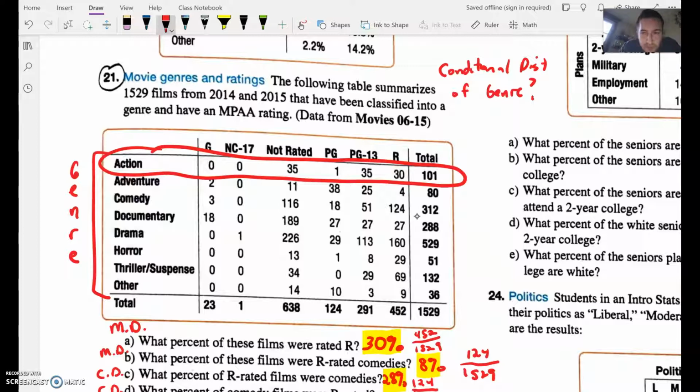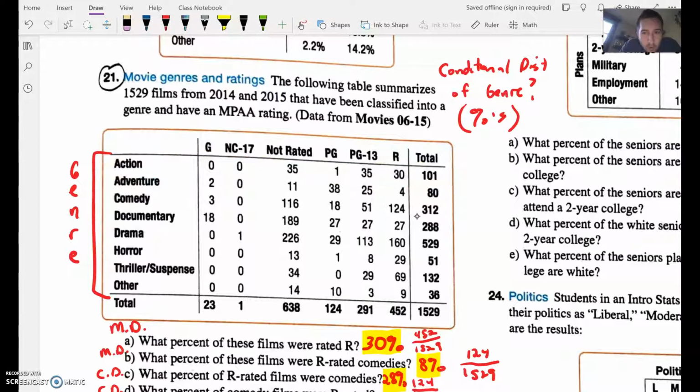Because remember, conditional distributions are always percentages. They're always relative frequencies. So then I would do not rated, I would do 35 over 101 and get that percentage. 1 over 101 to get that percentage. 35 over 101 to get that percentage. 30 over 101 to get that percentage. So like I would go for these genres, I would go piece by piece, but instead of you finding every single one, like that's a lot of division.